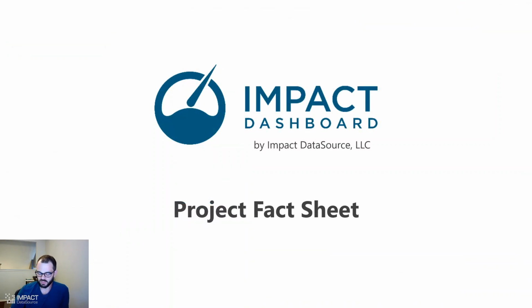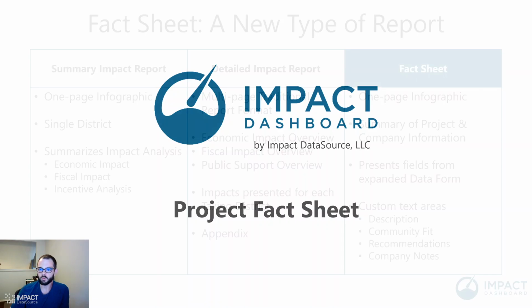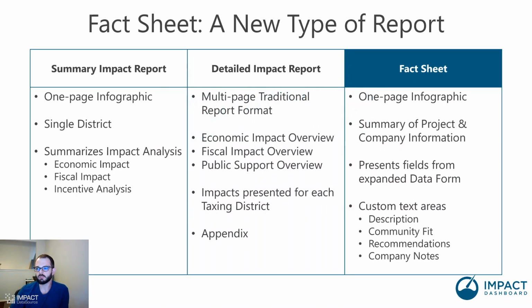So the project fact sheet is connected to this data form. It gives you a brand new way to look at the information about the project. So everyone's familiar with that summary impact report, the detailed impact report. Now this fact sheet is a brand new type of report. It's going to be an infographic format. And it's going to be summarizing the project and company information.